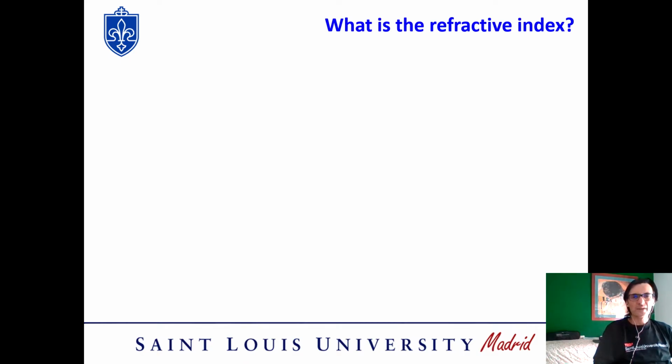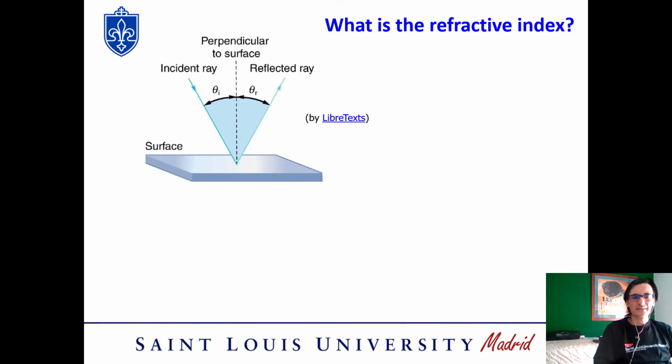So first of all, what is the refractive index? Well, imagine we are doing this type of experiment. This is something we can do every day with our mirrors, right? This is a reflection. What we have here is an incident beam, and we have the reflected ray, reflected beam, having the same angle with the perpendicular to the surface. We call this the normal.